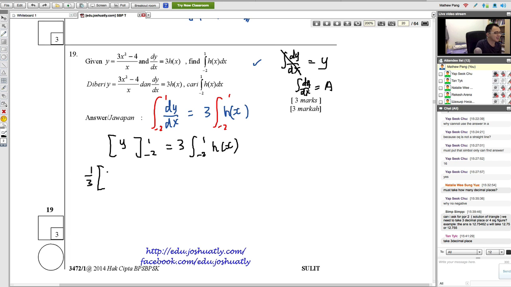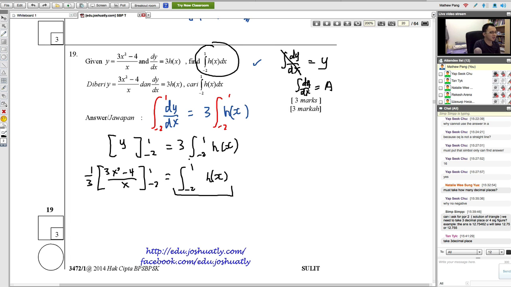My y basically is 3x squared minus 4 over x between 1 and -2, which is the integral from -2 to 1 of dx. So if you can solve this equation on the other side, you already have the answer for this one, because the question asks you to find this one. This one is exactly the same as this one. So I just need to solve over here.